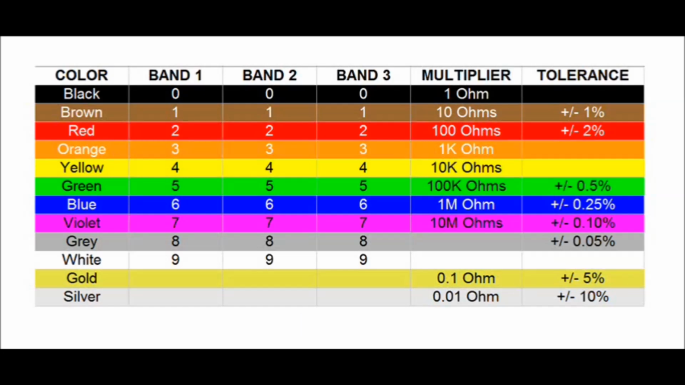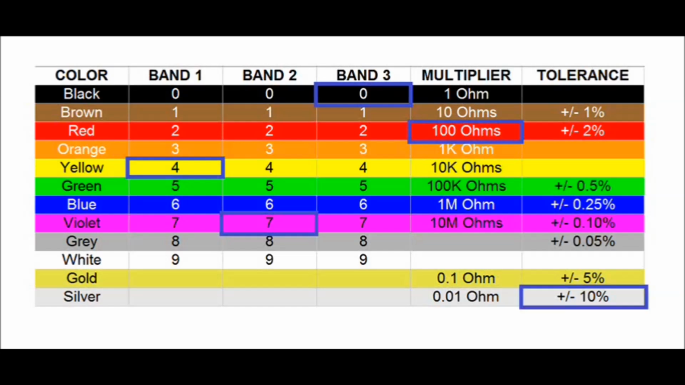If we have a 5-band resistor, band 1 is yellow, band 2 is violet, band 3 is black, band 4 is red, and band 5 is silver. Using the chart, we can see the value is 475 ohms with a tolerance of 10%.